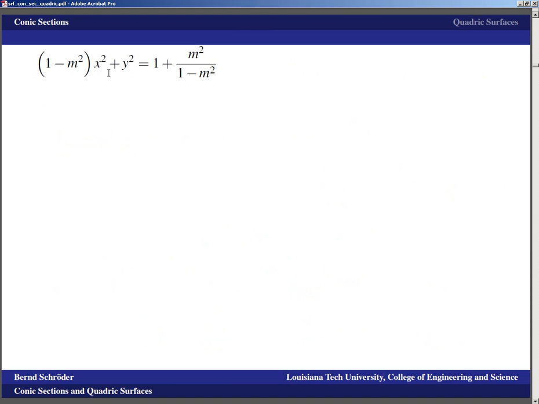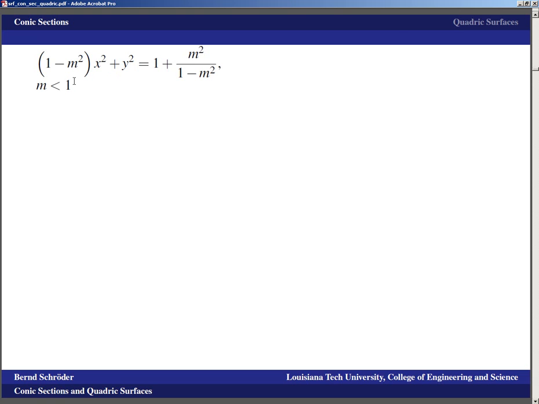Alright, so we're actually going to look at the equation (1 minus m squared) times (x squared plus y squared) equals (1 plus m squared) over (1 minus y squared). That is the same thing as what we had on the previous panel, only that we relocated the center. And now there are three cases, namely m could be smaller than 1, m could be equal to 1, or m could be greater than 1.